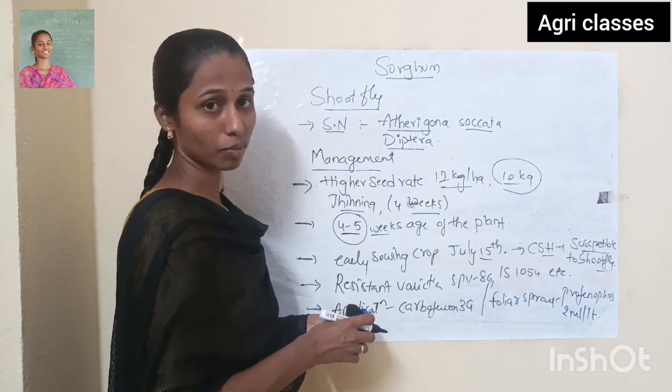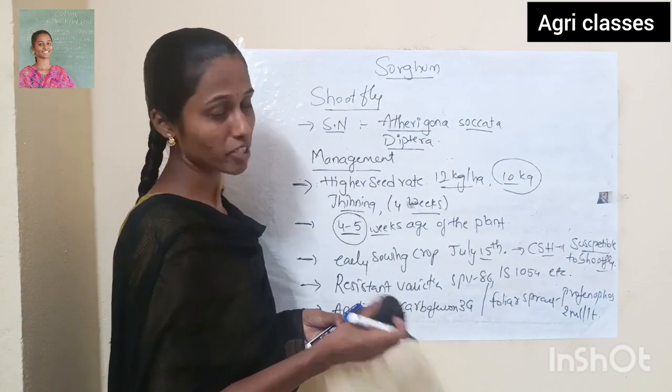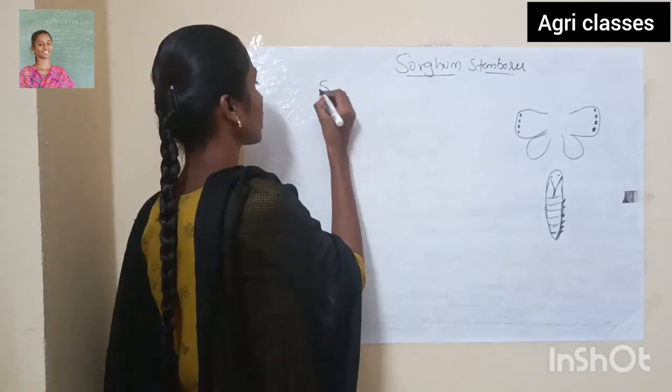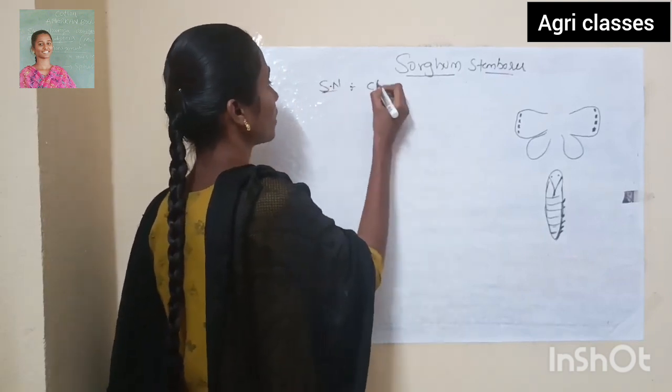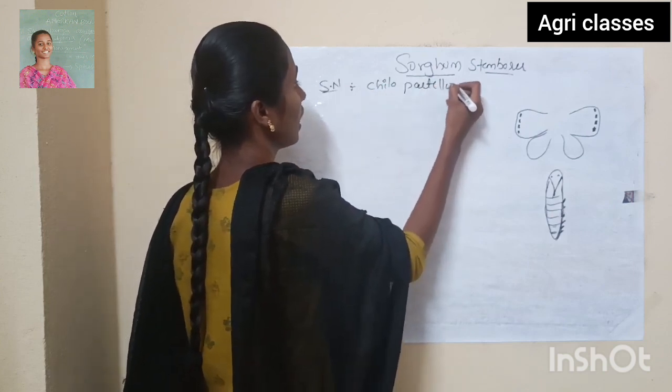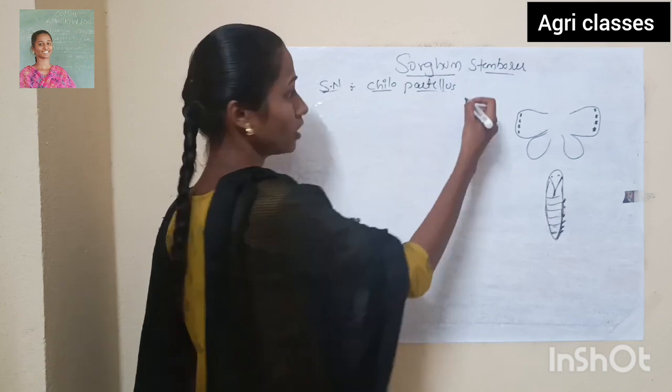Then we will discuss the next pest, sorghum stem borer. Its scientific name is Chilo partellus, and it belongs to order Lepidoptera.